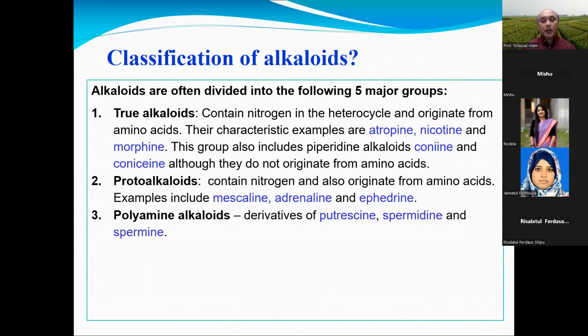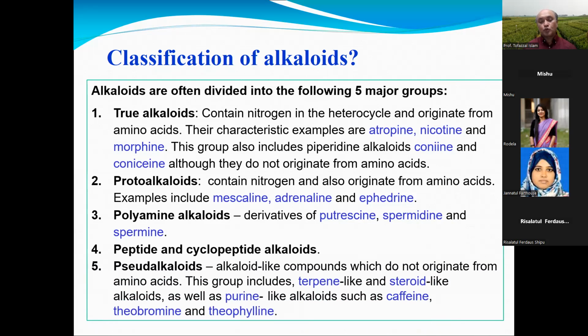There are some other alkaloids that are derived from putrescine, spermidine, or spermine. They are called polyamine alkaloids. Some peptide or cyclopeptide alkaloids are also present, for example, mestoperan or like that.